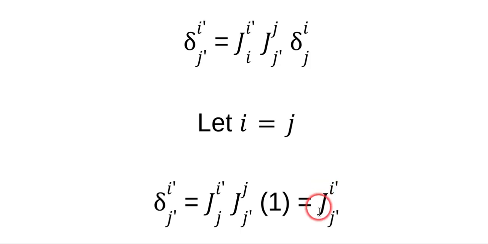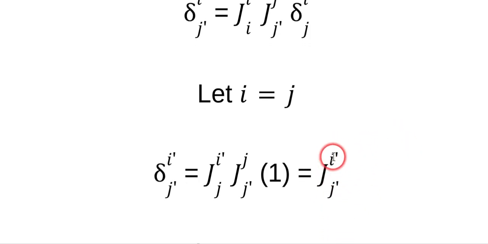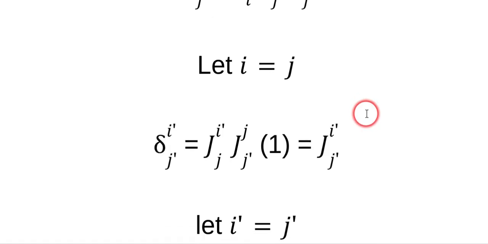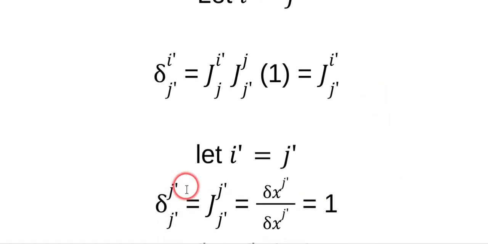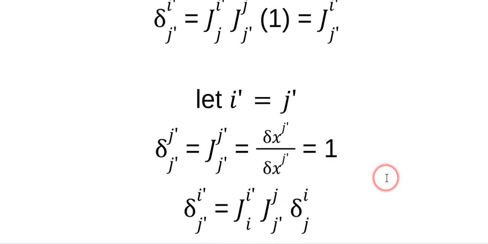Well, what actually is that? What does this mean? Well, once again, if we leave them unequal, we've got 0 equals 0, and that's boring. So let's let I prime equal J prime. Well, now we've got J prime, J prime. What's that? Well, that's the partial of x J prime with respect to itself. And we know that's 1. So, yes, that means that this transforms the way it's supposed to in any coordinate system.